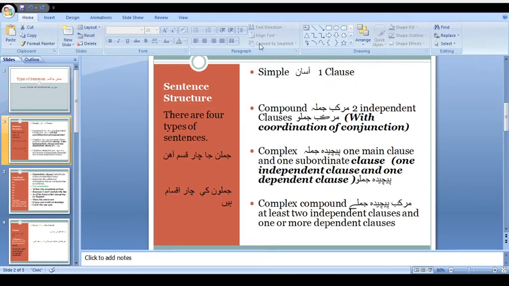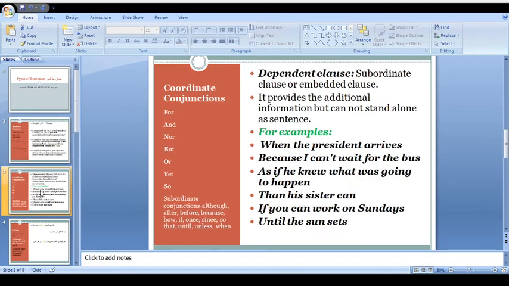Now here, the other part is the compound sentence, which consists of two parts, meaning two jumlas, two clauses. One is an independent clause, another one is a dependent clause. Sorry, compound, which is two independent clauses. I was mixing them up. Now let's see what coordination is. You can see here coordination. These are the conjunctions. Coordinating conjunctions are for, and, nor, but, or, yet, so, and so on.